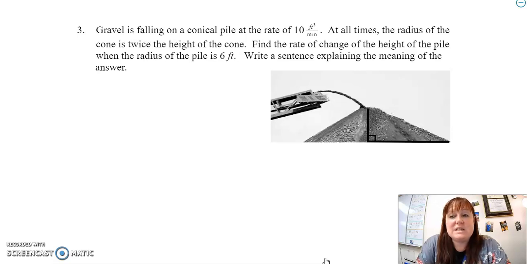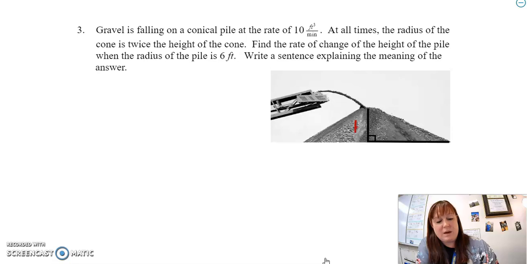Then we have to write a sentence explaining the meaning of our answer. We forgot to do that in the last video, but I did say it, so we probably should write it this time though. Okay, so gravel's falling on this pile. We already have a picture there, so let's go ahead and label this picture. This would be the height of the pile, and this is the radius of the pile, right?